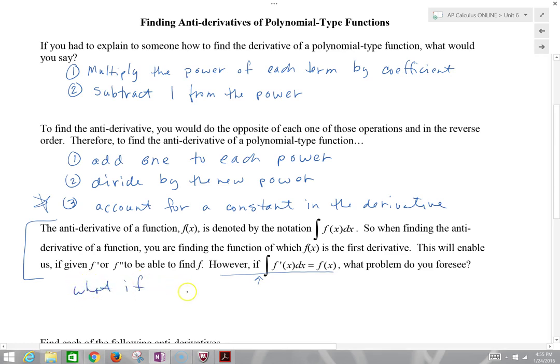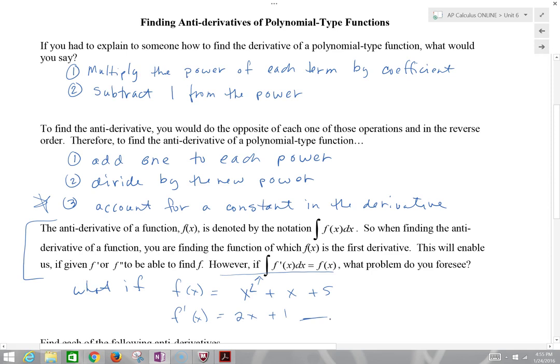What if f of x equals x squared plus x plus 5, then f prime of x would be equal to 2x plus 1. And we don't have anything because the derivative of 5 is 0.